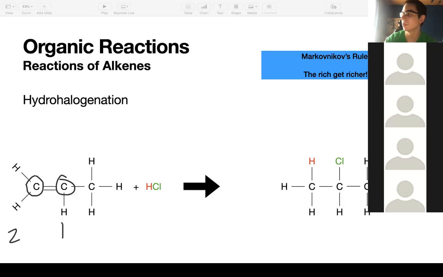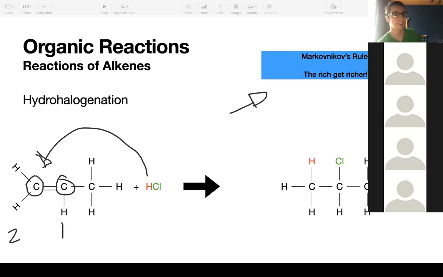So we know because of Markovnikov's rule, the rich get richer. The hydrogen rich carbon will become more rich in hydrogen. So the hydrogen is going to want to move over to this one and make it CH3. And the chlorine will just move over and go to the CH. And that's Markovnikov's rule in hydrohalogenation.